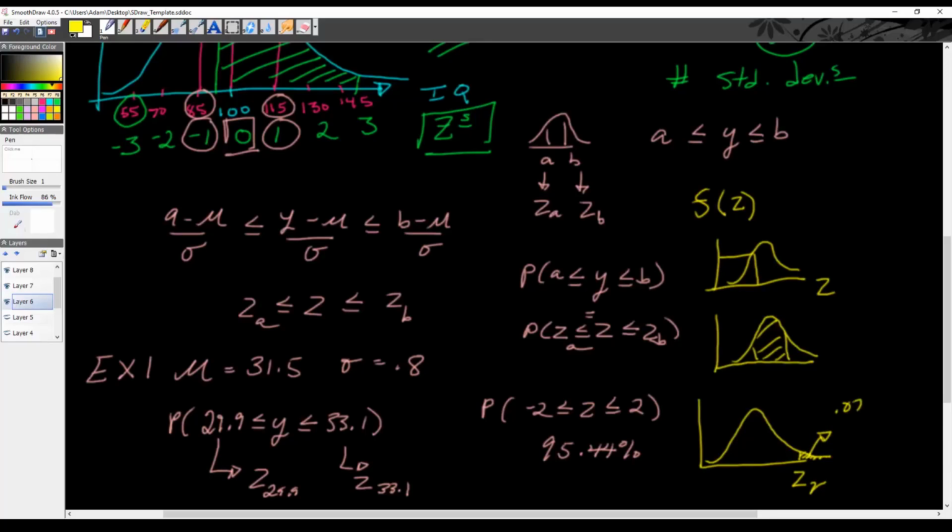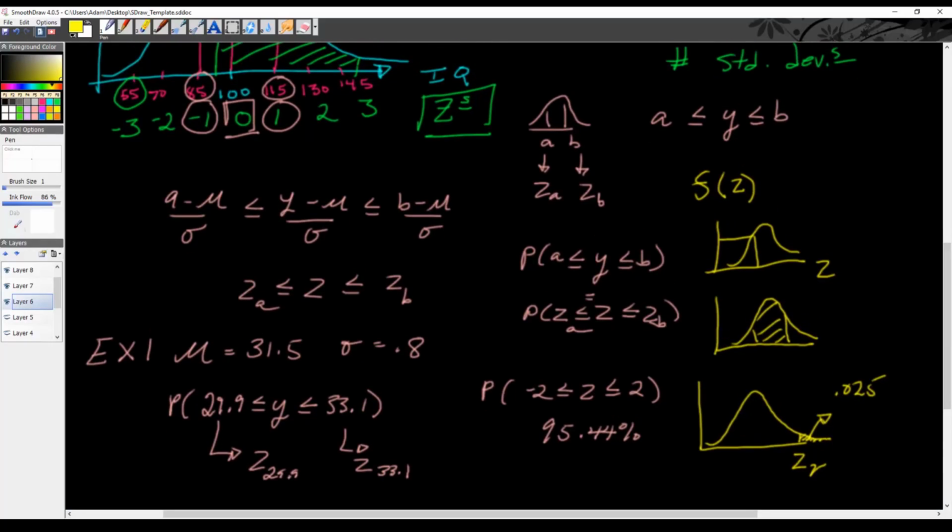This area might be 0.025. So what z value corresponds to an area of 2.5% under the standard normal distribution? That's z sub gamma, or the critical z value. We'll revisit that later, but let's do a quick example. Find the critical z value that gives us 0.025 area to the right under the standard normal distribution.